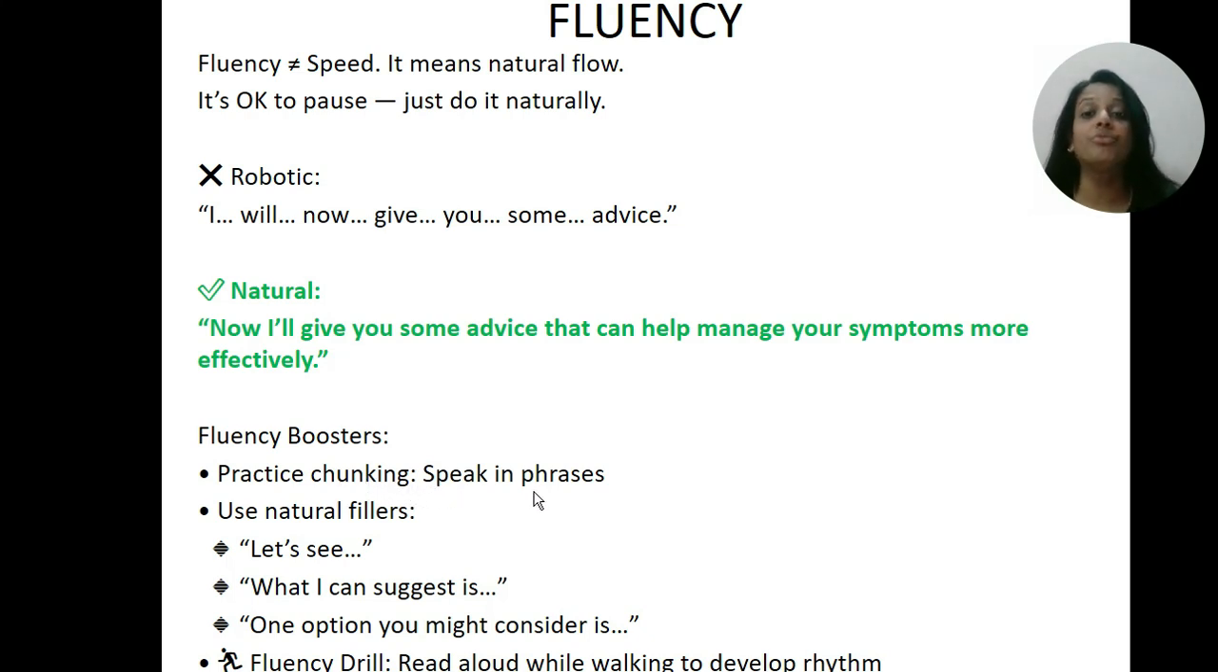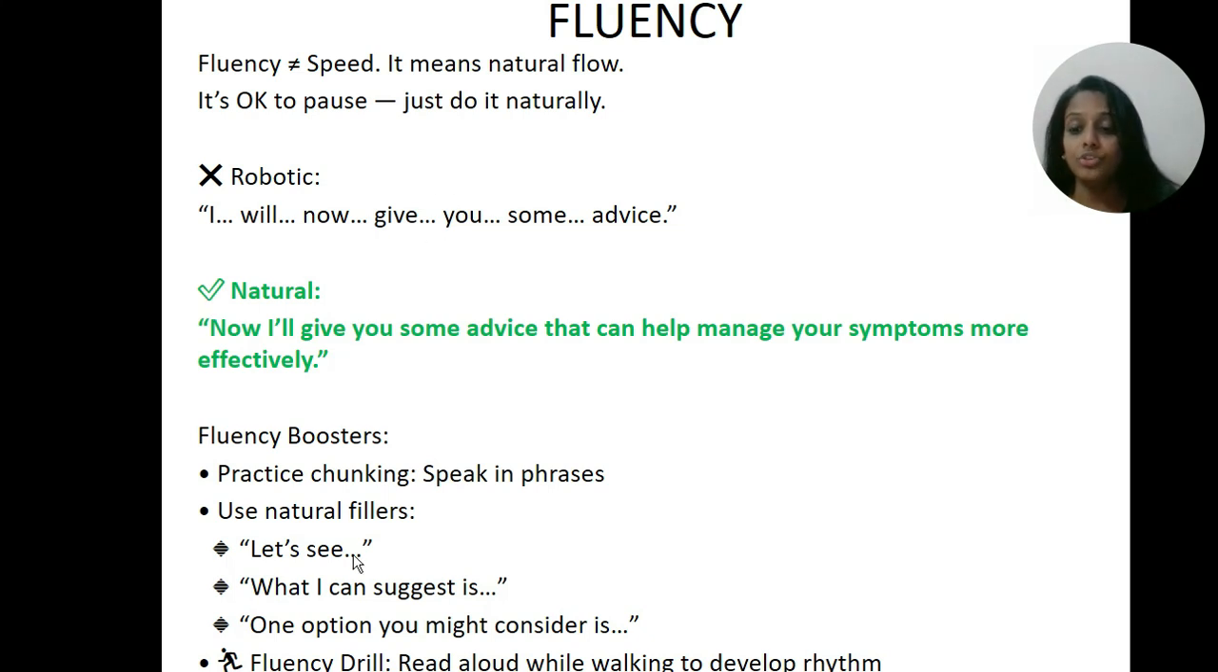Okay, speak in phrases, not word by word. You need to practice this efficiently, and try to use the fillers smartly. Say, for example, "Let's see," "What I can suggest is," or "One option you might consider is." These are some of the phrases or fillers that you can use when you're speaking to your patients.